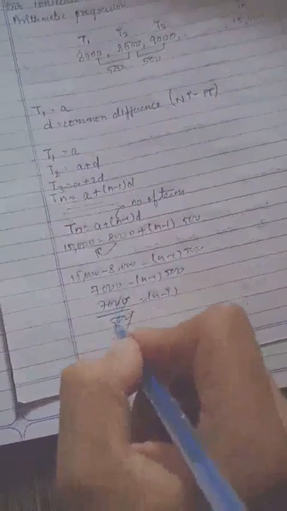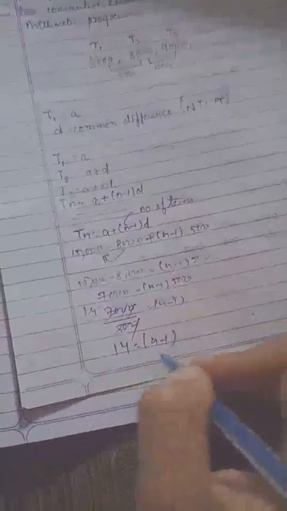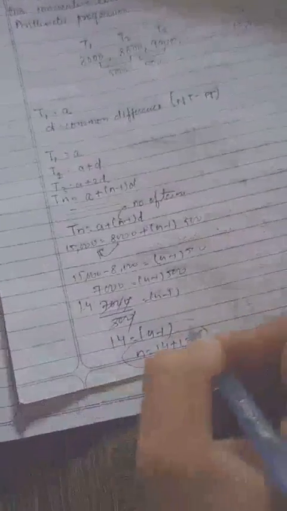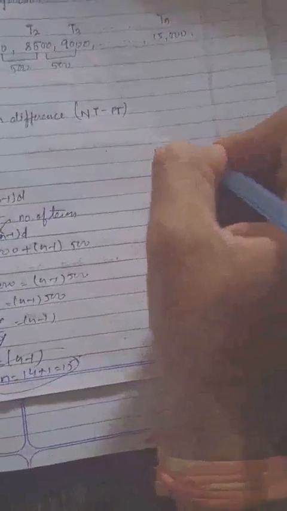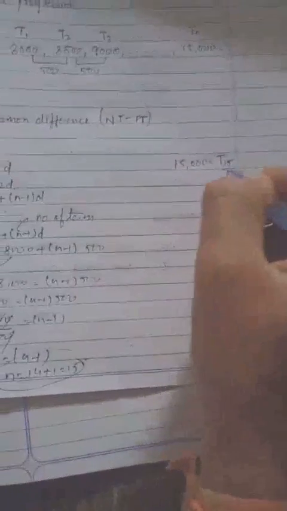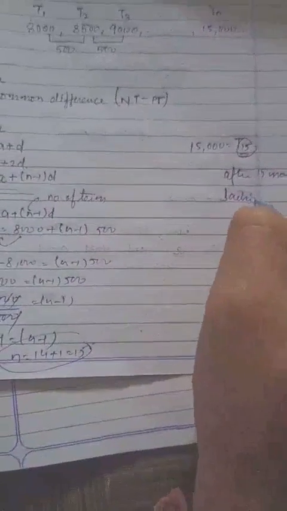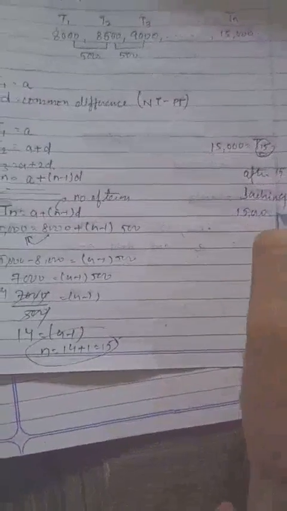So what do we get here? 5 14s, so 14 is equal to n minus 1. So n is equal to 14 plus 1, which equals 15. So we get that 15,000 is the T15 term. So we can conclude that after 15 months, Sachin gets 15,000 rupees. I think I have cleared this topic very easily.